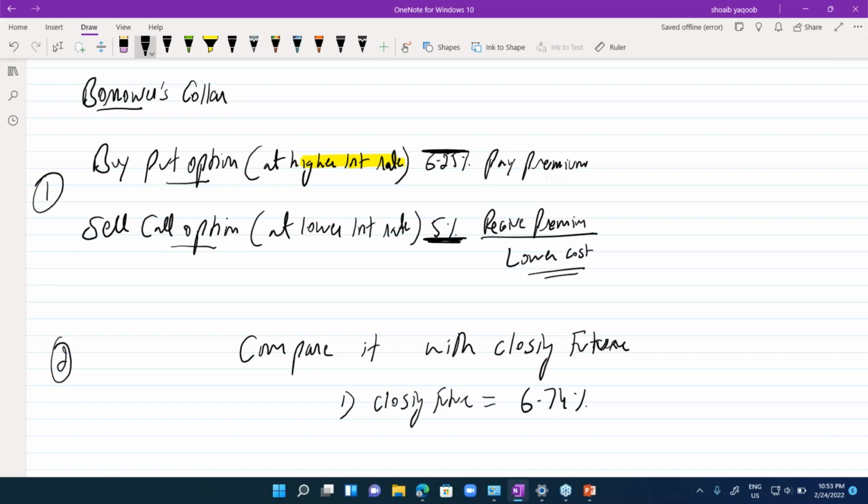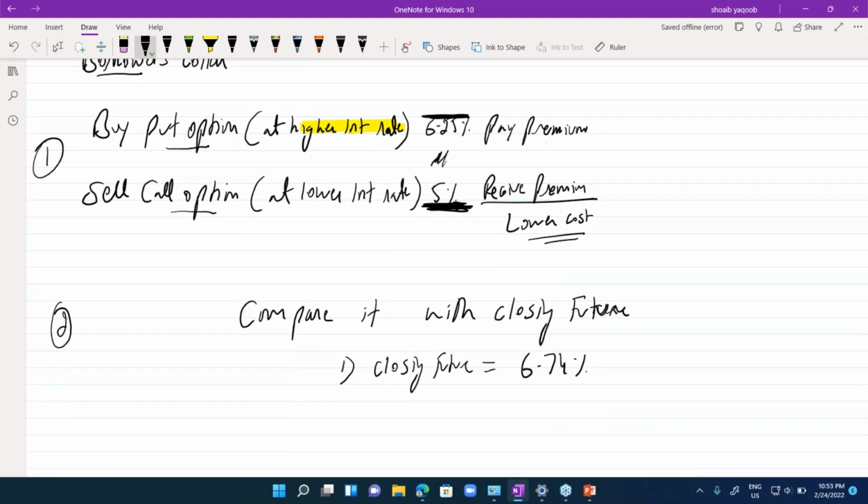So guys, if the closing future is 6.74, anything above 6.25 will be exercised, anything below 5% will be exercised, and anything in between will be okay. So at 6.74%, which option will be exercised, put or call? Put option. Anything above this will be exercised. So the put will be exercised.